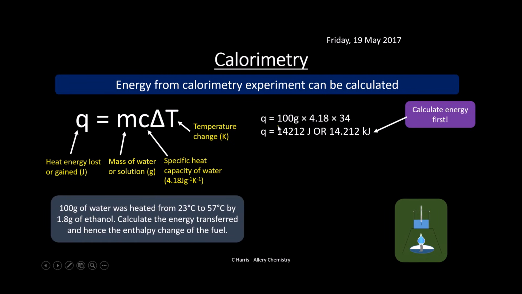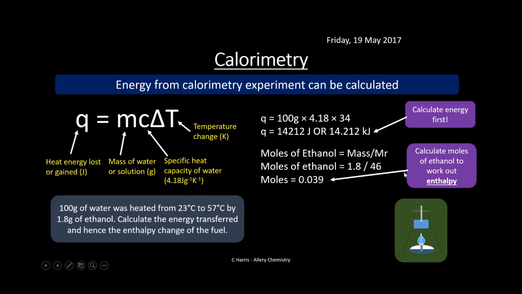So we're calculating the energy first. Remember, this is in joules. Then what we have to do is work out the enthalpy. Now remember, enthalpy is in kilojoules per mole. So we need to know the kilojoules bit first, and obviously then we need to work out the number of moles. Now this is the number of moles of the fuel. So moles of ethanol is mass over MR. So the mass is 1.8. As you can see here, we used 1.8 grams of ethanol, and the MR of ethanol is 46. So the number of moles is 0.039. This is the number of moles of the fuel that we've burnt.